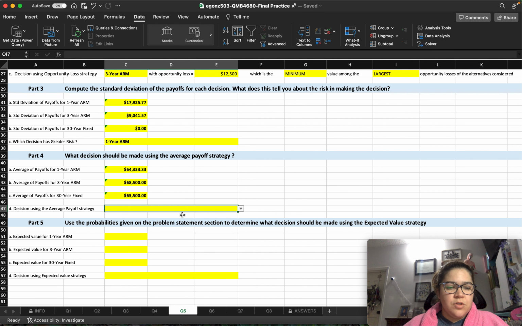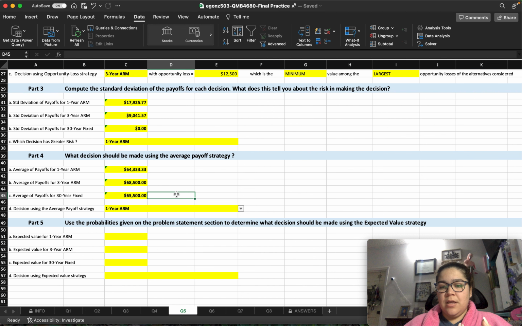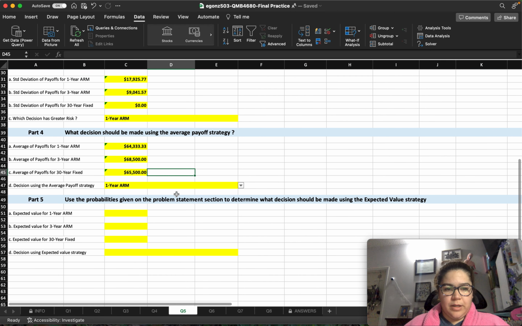So decision using the payoff strategy. What decision would I use using the average payoff strategy? The decision that I would use will be the lowest, right? Again, why? Because I want to pay less. 1 year, so it'll be a 64,000. I want to pay less. That's money coming out of my pocket. It's not money going into my pocket.